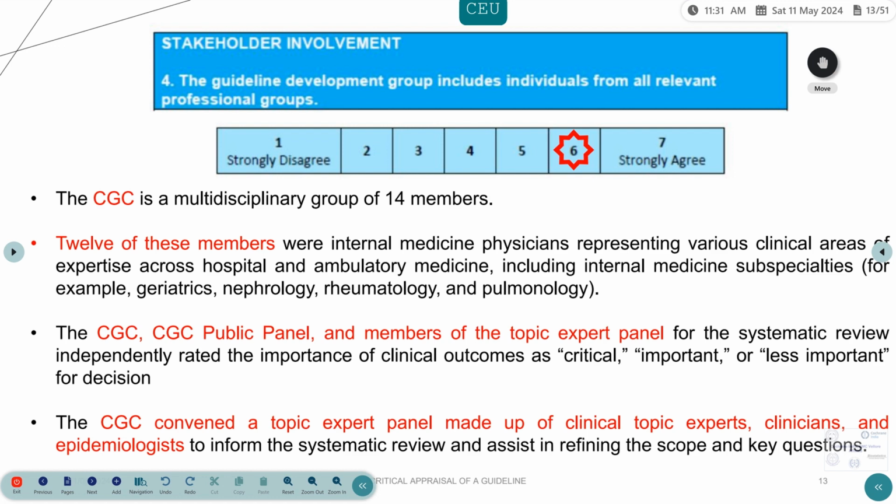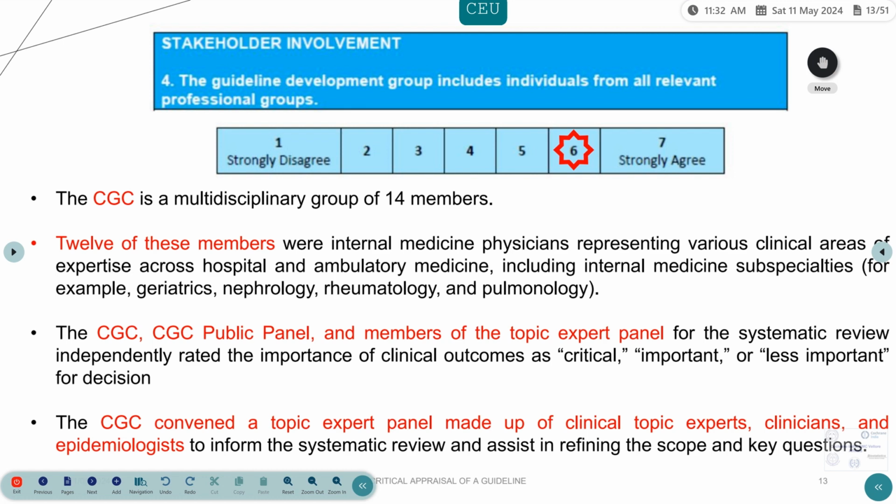It is a set committee which has 14 members, of which 12 are internal medicine physicians of various specialties, and they also have a public panel and a topic expert panel. I have downgraded it to 6 because, as per the agreed rule, they are supposed to mention each of these 12 members in detail: what specialty they are, where they work, what their interests and research are. This is not clearly mentioned in the guideline. It was not even in the supplementary material or anywhere else I could find.